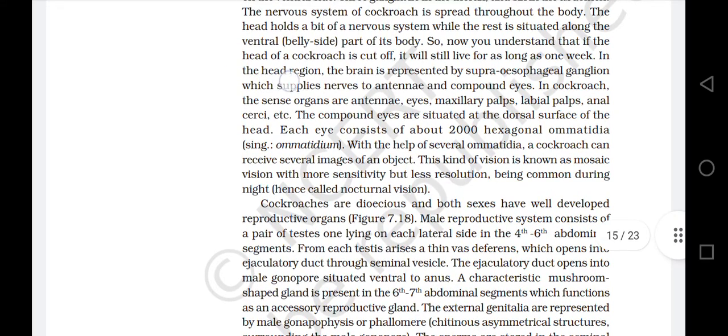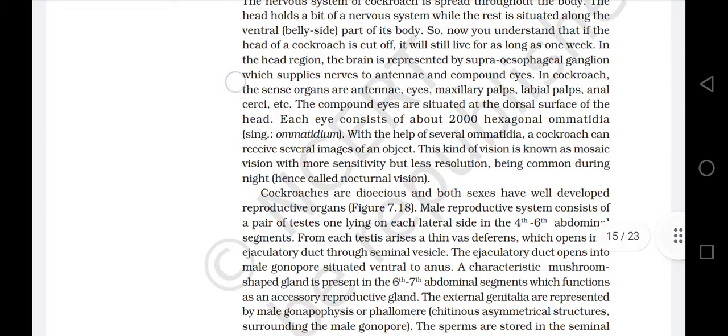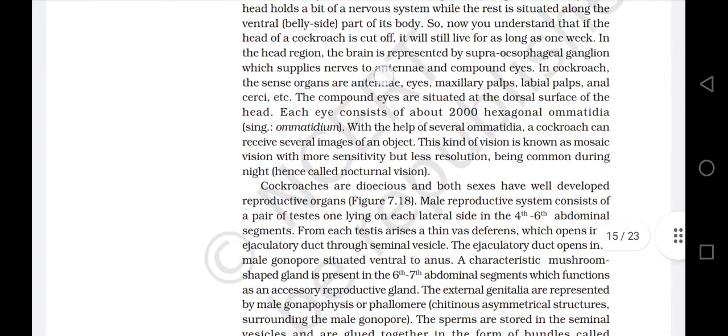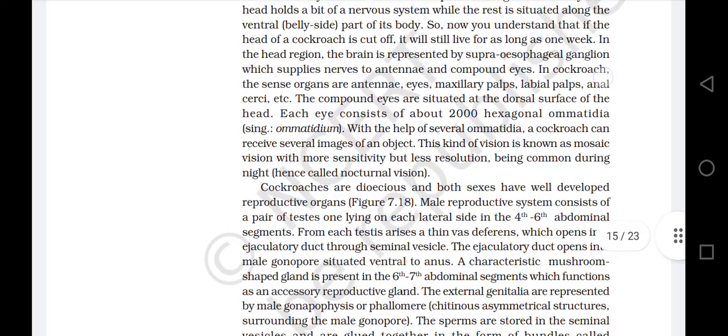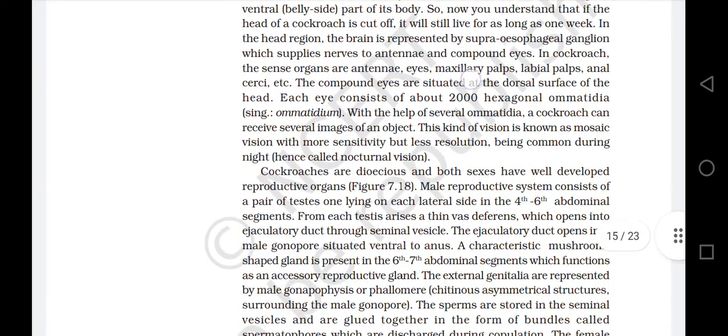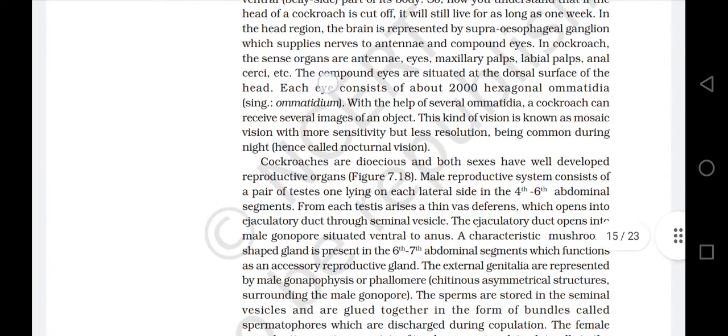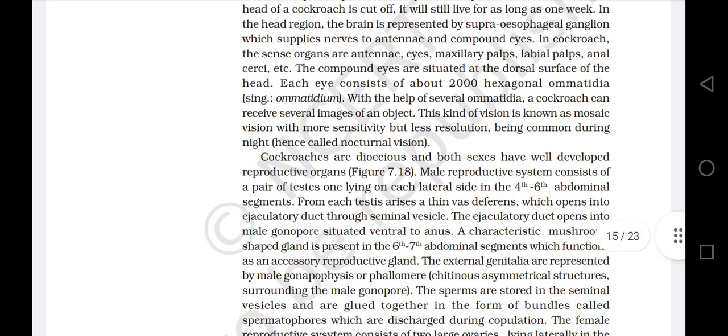In the head region, the brain is represented by supraesophageal ganglia, which supply nerves to the antennae and compound eyes. In cockroaches, the sense organs are antennae, eyes, maxillary palps, labial palps, anal cerci, etc. The compound eyes are situated at the dorsal surface of the head.